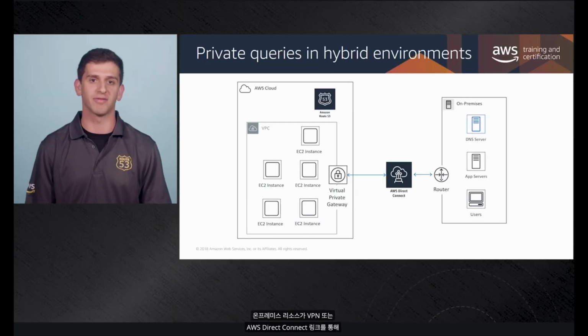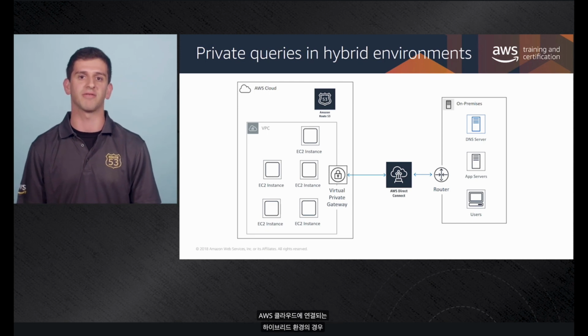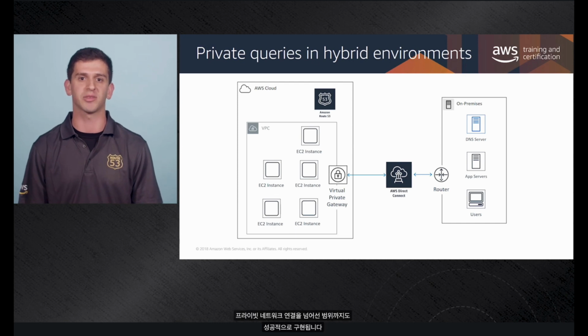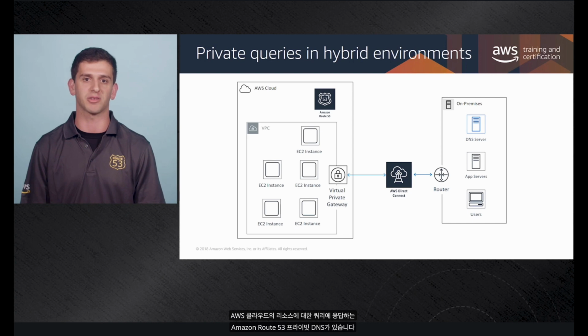When it comes to hybrid environments where your on-premises resources are connected to the AWS cloud via a VPN or an AWS Direct Connect link, a successful implementation goes beyond private network connectivity. It also requires internal naming, in other words, private DNS. You have an on-premises DNS infrastructure answering queries for on-premises resources, an Amazon Route 53 private DNS answering queries for resources in the AWS cloud.